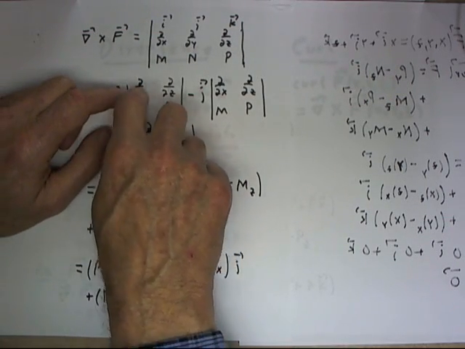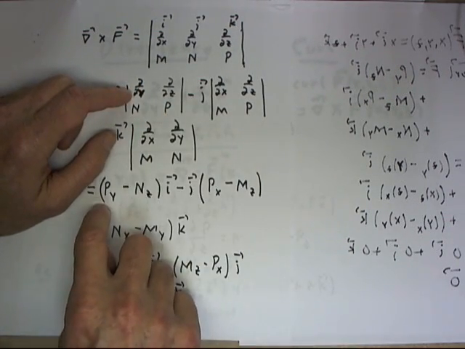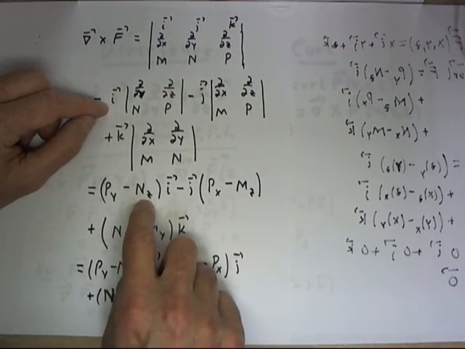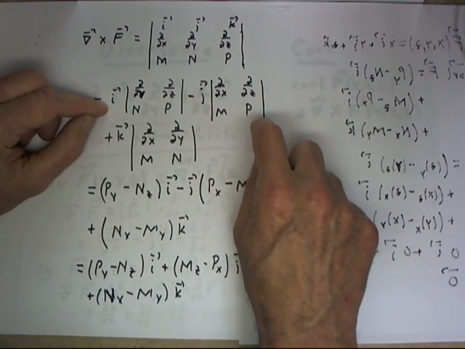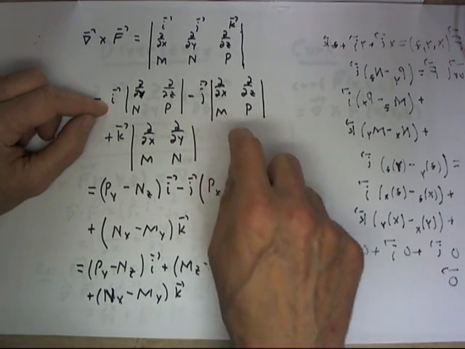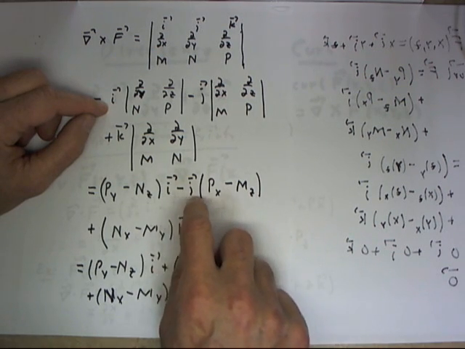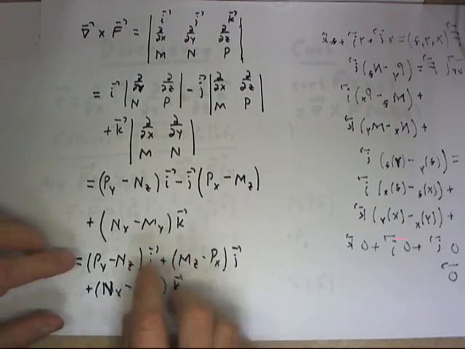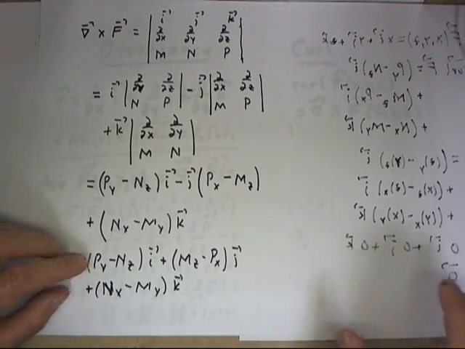And we see that we have partial with respect to y of p, which is py, minus partial with respect to z of n, which is nz, times i. Partial with respect to x of p is px. Partial with respect to z of m is mz, so it's minus j times this difference. And very similarly with the k, so that we end up with this expression.